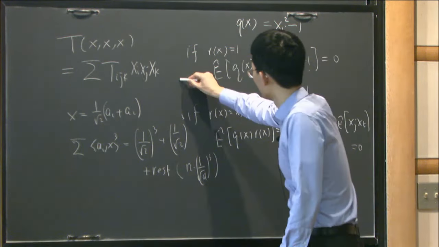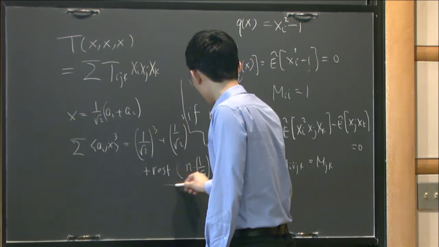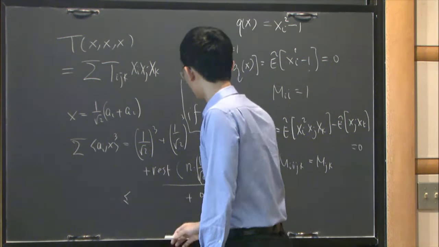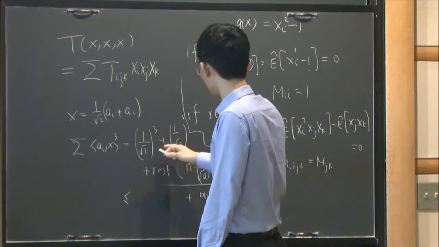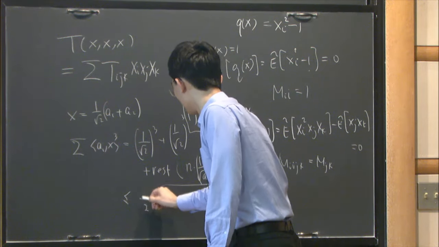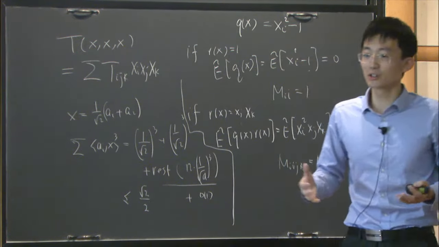So now let's see how large this guy is. This is kind of negligible, it is O of 1. And this should be a number less than 1. So it's just 2 square root 2 over... Any combination will make it smaller.